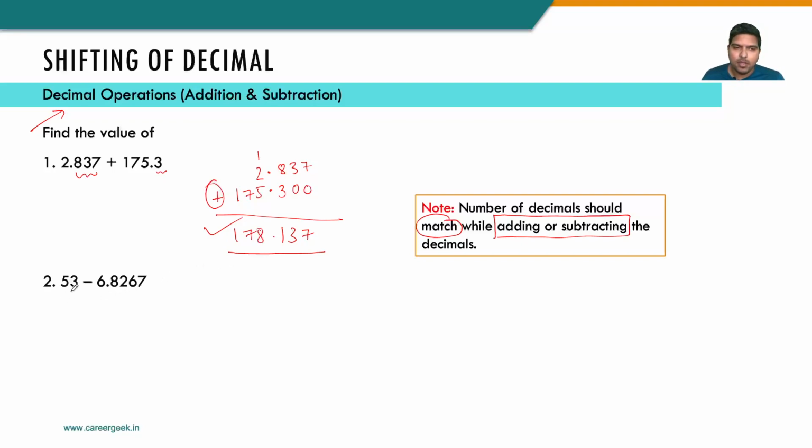Now, there is no decimal here. How do we match? We know that 53 can be written as 53 point any number of zeros. As we have discussed, there is no value to 0 to the right of the decimal, okay? But while adding or subtracting, this comes very handy. Now, the second decimal is 8267.6. Now we have to subtract. How will we do? The same way.